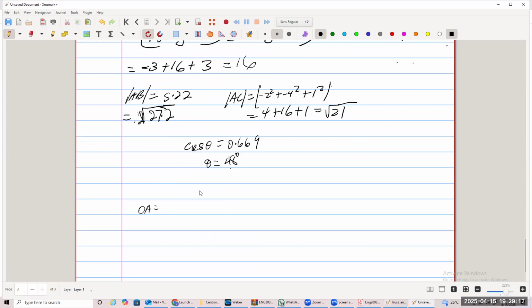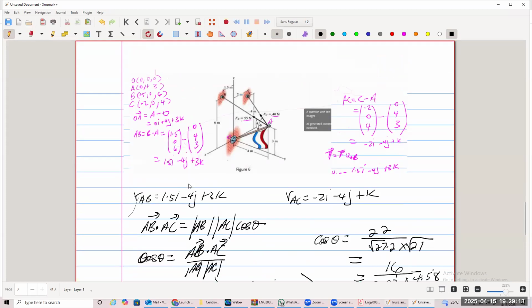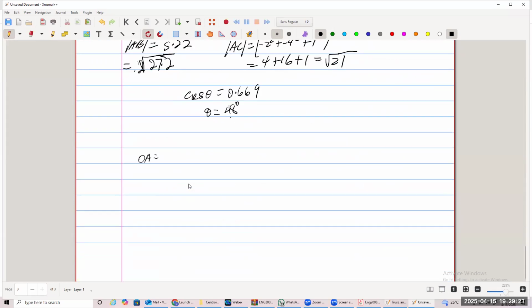So you do the reverse. AO was what again? What was its value? It was 4J plus 3K. So you take the reverse of it to get AO. It will be minus 4J minus 3K.